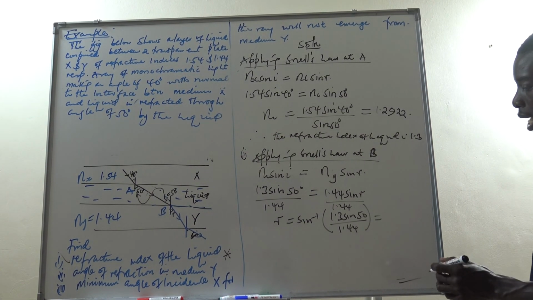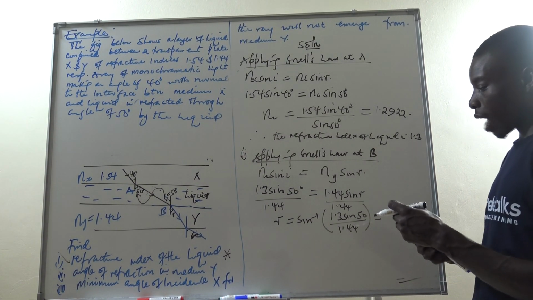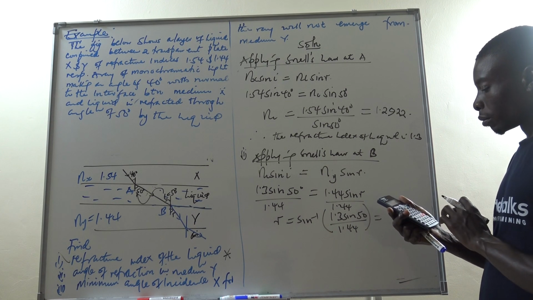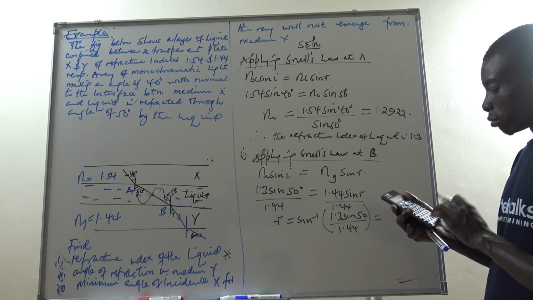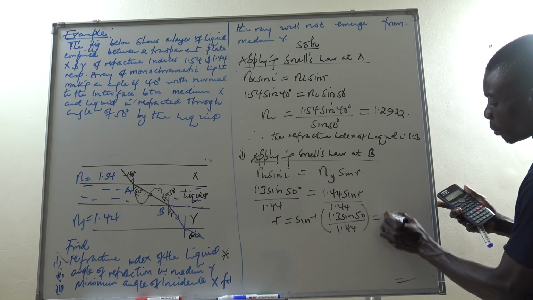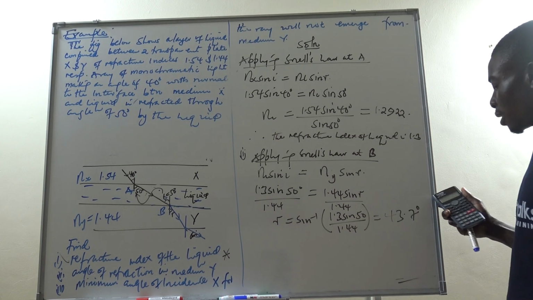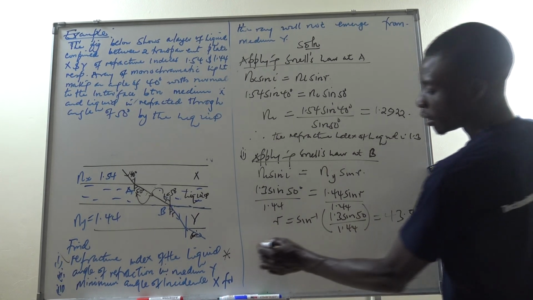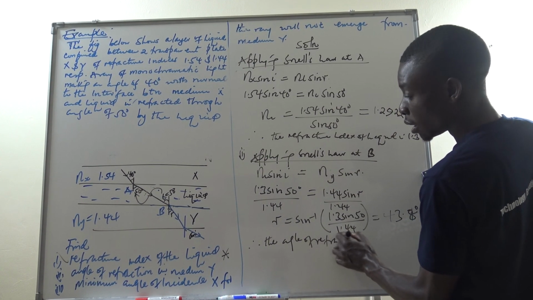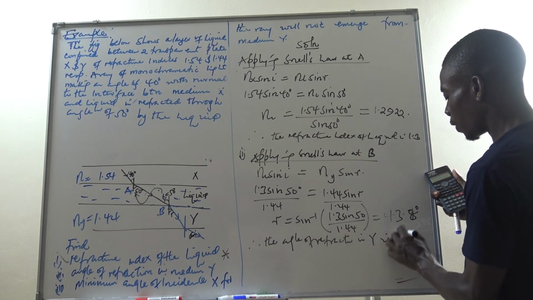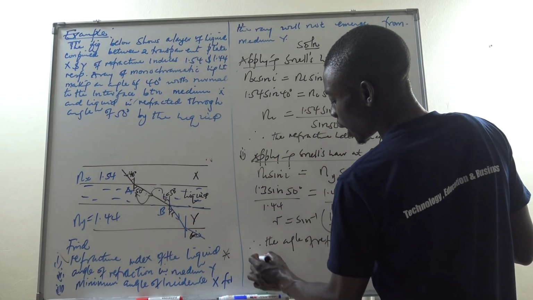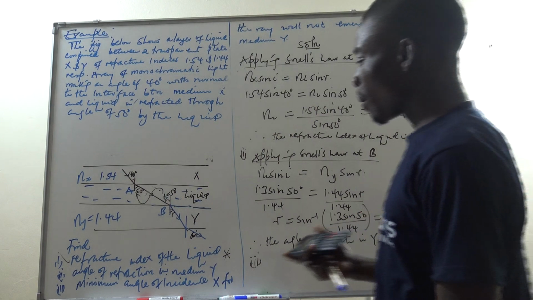So get your calculator. Please make sure that the calculator is not in radian. 1.3 times sine of 50 divided by 1.44, and then shift sine inverse of the answer, that is 43.7 degrees or 43.8. So say therefore the angle of refraction in Y is 43.8 degrees.